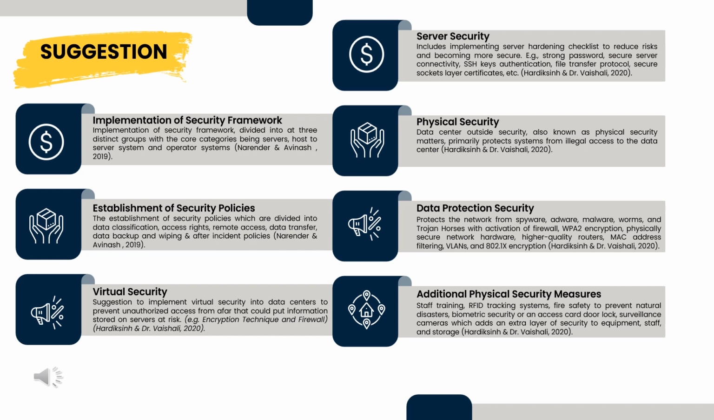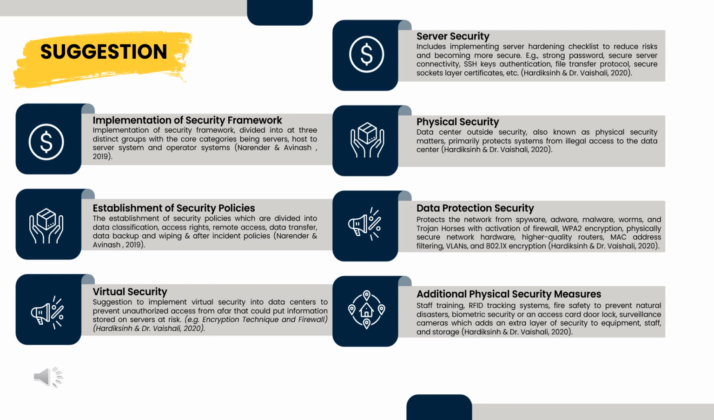Suggestion. Number 1. Implementation of security frameworks. Narendra and Avinash in 2019 suggested to implement a security framework where all systems should be divided into at least 3 distinct groups, such as servers, host-to-server systems, and operator systems. Number 2. Security policies. Once the security framework is in place, the establishment of security policies is also mandatory.